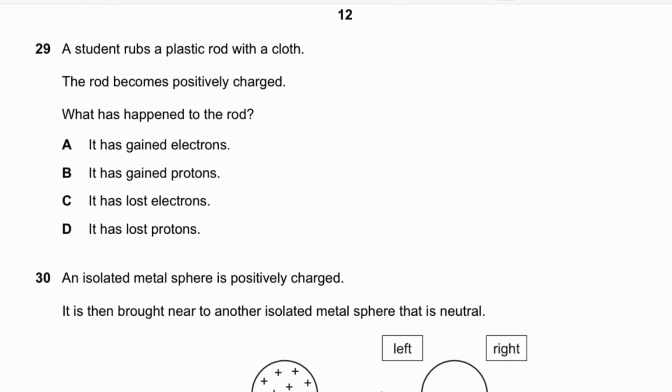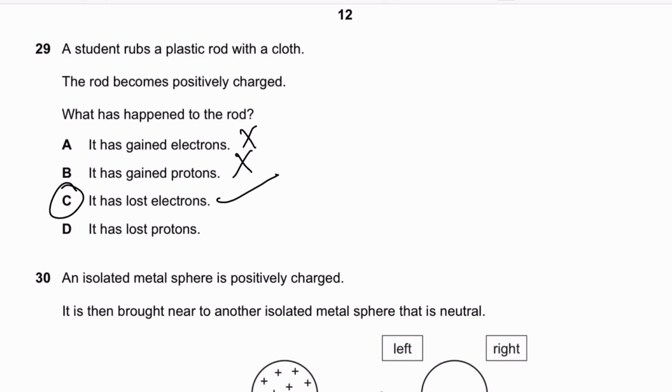29. A student rubs a plastic rod with a cloth. The rod becomes positively charged. What happened to the rod? It has gained electrons? No, otherwise it would be negatively charged. It has gained protons? No. Positive charges don't move.